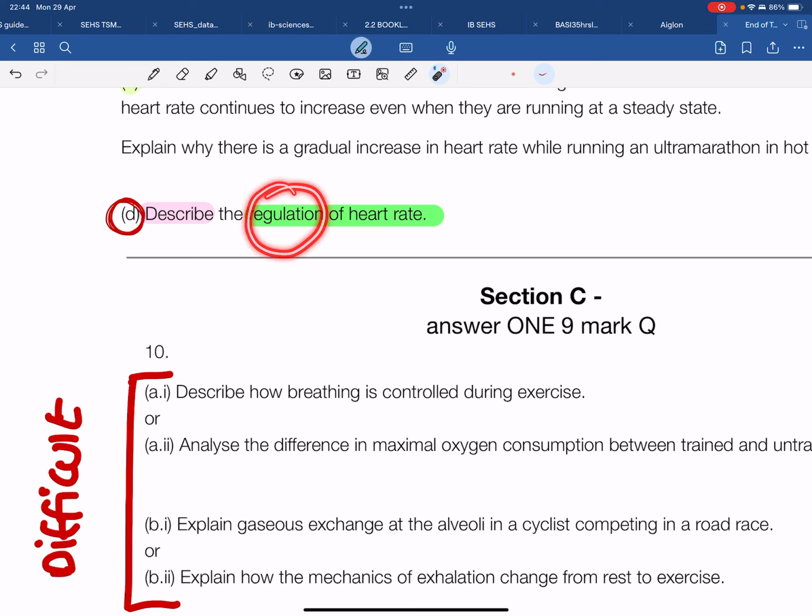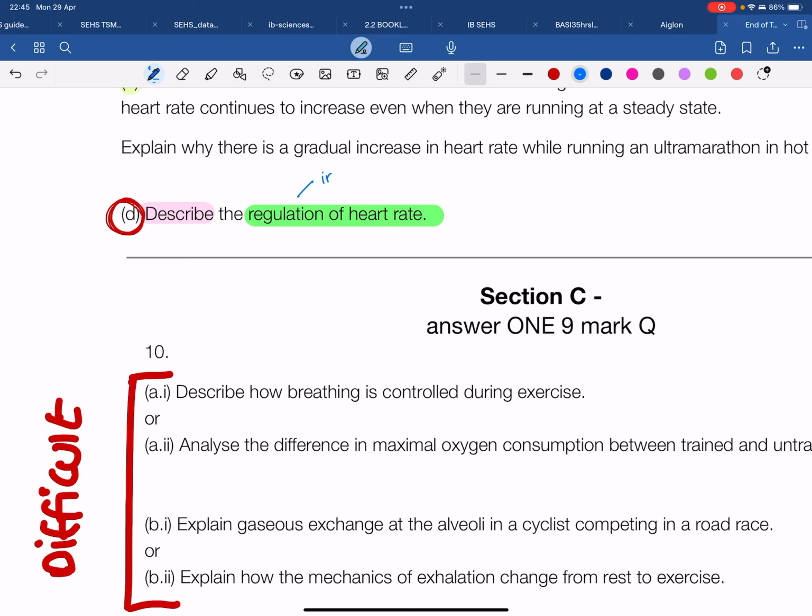Now, a lot of us had problems with that term. If we regulate something, we control it, we influence it, use whatever word you want to replace it, but regulate basically means to manage. So if we think about the heart rate, how do we manage the heart rate? Well, there's only two ways it can go, up or down, or maybe it can be kept constant if we're exercising at the same intensity, for example. So there are two ways that we can regulate heart rate.